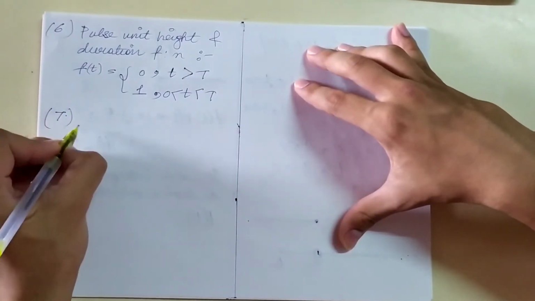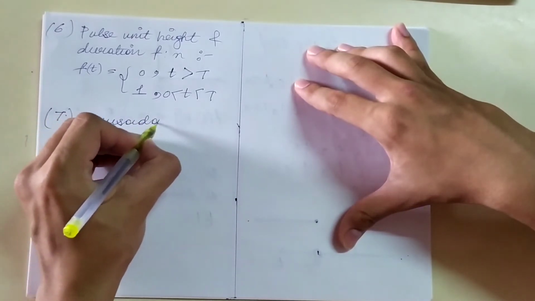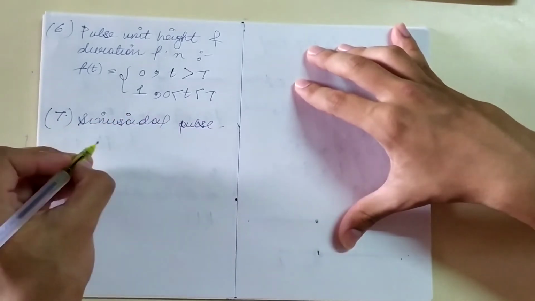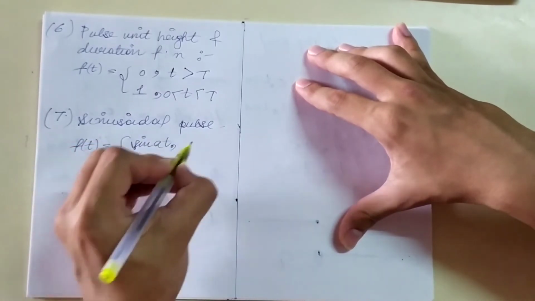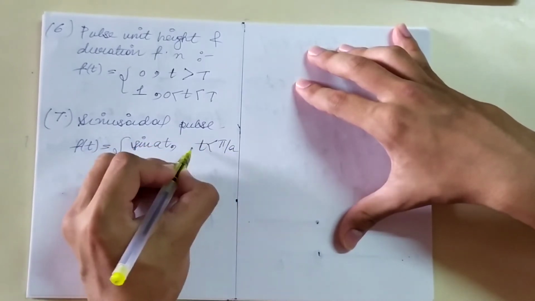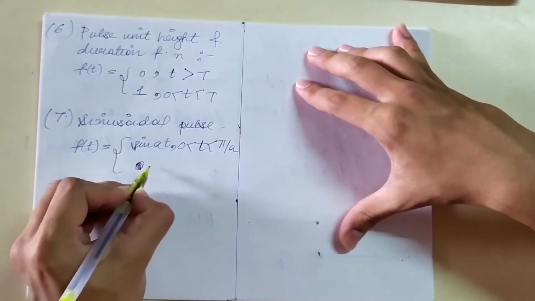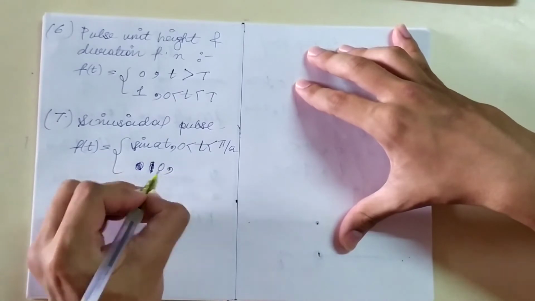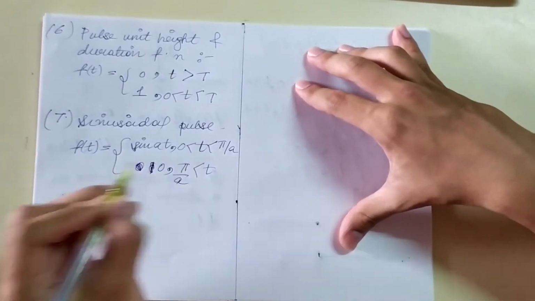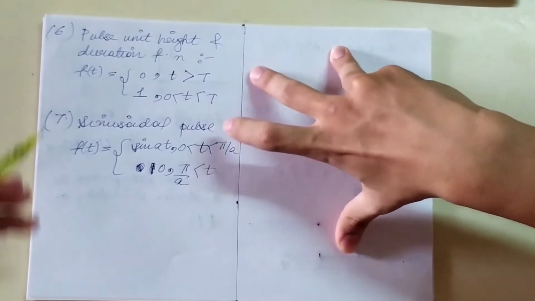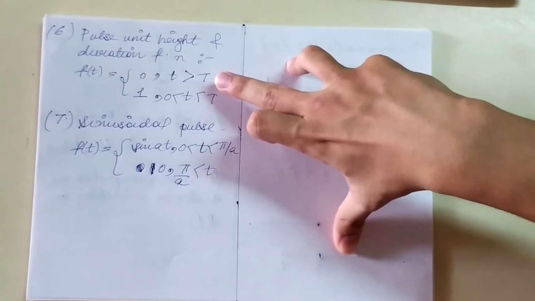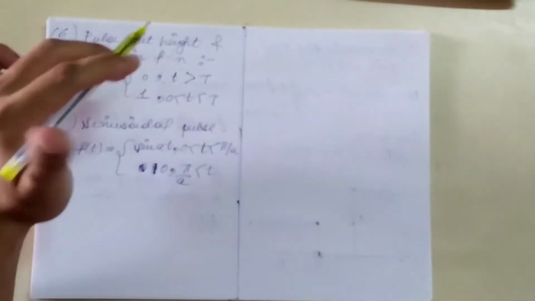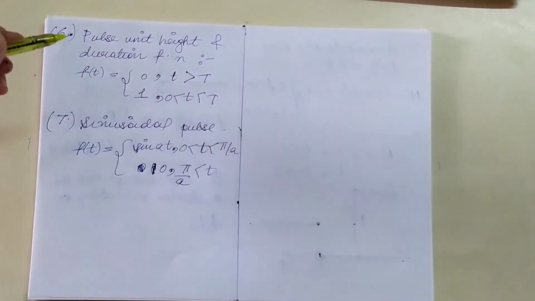Now the seventh is the sinusoidal pulse. This function is defined as f(t) equal to sin(at) for t less than pi by a and greater than 0, and 0 for t greater than pi by a. You can understand the sinusoidal pulse as a special case of the pulse of unit height and duration function, in which capital T is replaced by pi by a, 0 stays 0, and in place of 1 the sinusoidal function sin(at) is used.